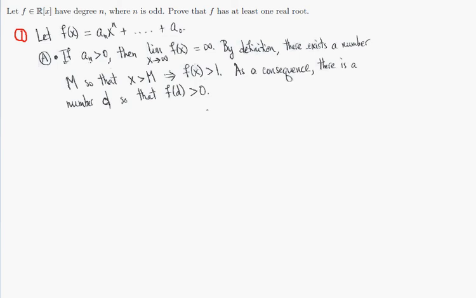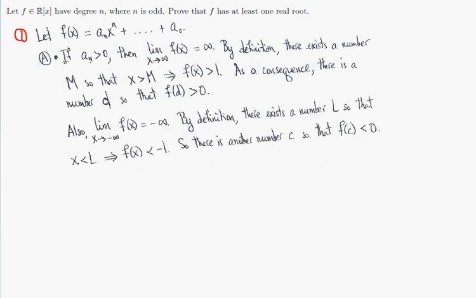Now the number 1 is immaterial. What's important is that there is going to be some number d, so that f of d is indeed a positive number. Now the same thing happens to the left as well. Using the exact same logic, the limit as x goes to negative infinity is negative infinity. Now the reason it's negative infinity as opposed to positive infinity is because a sub n is positive. If x is negative, negative to an odd power is negative, and so I have a negative infinity here.